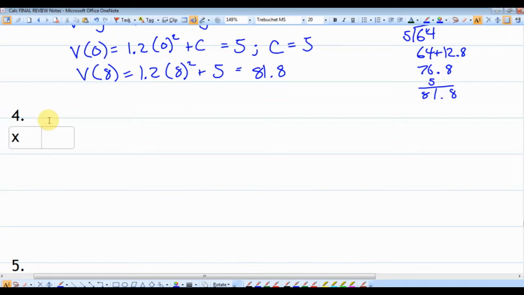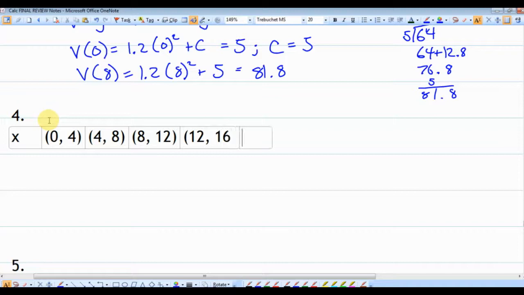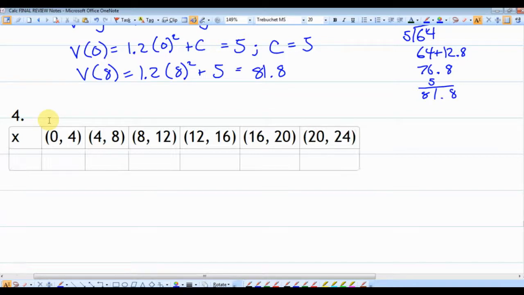Okay, so my intervals of x are 0 to 4, 4 to 8, 8 to 12, 12 to 16, and 20 to 24. Good. That's very nice. Next, we're going to get our delta x, which is our base, right? They're all 4s.